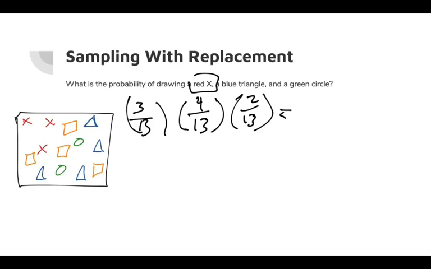Got my calculator out here to do the math. Let's see here. Since these are all independent events, meaning the drawing of one doesn't affect the other, we can multiply these probabilities to find the total. So multiplying across the top gets me 24. And then multiplying across the bottom, I essentially have 13 cubed.